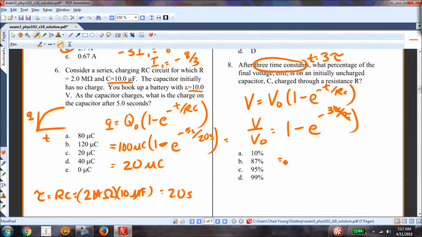And this is equal to 0.95. That's equal to V over V naught. So I'm looking at 95% of my voltage, so that I'm at 95% of my maximum voltage. So the answer is C for number 8.